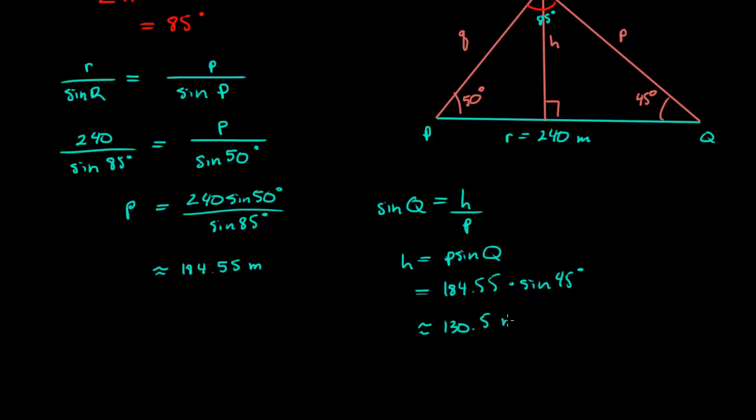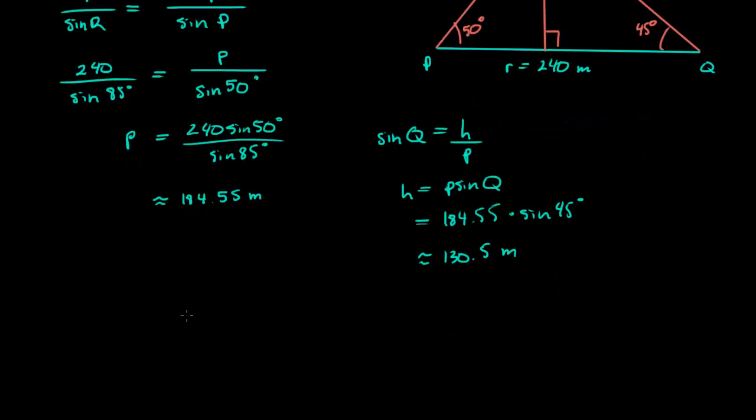So this is approximately 130.5 meters. The last thing that we need to do, since this is a word problem, is write a therefore statement. Therefore, the height of the tower is 130.5 meters.